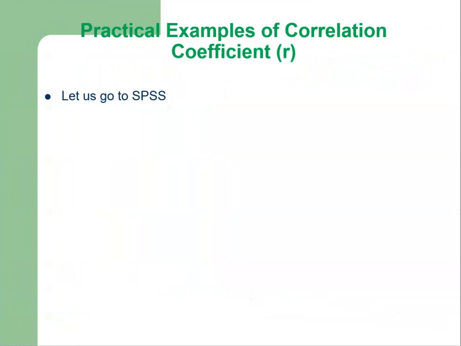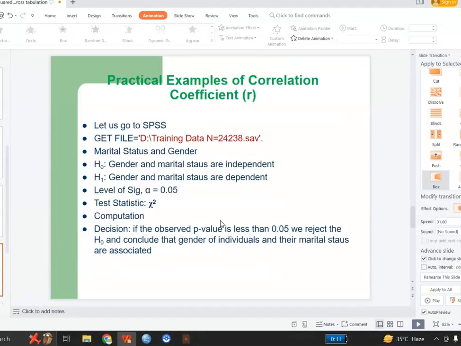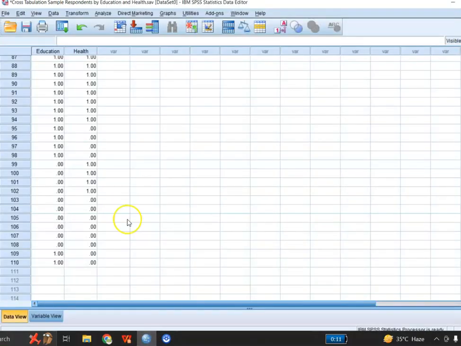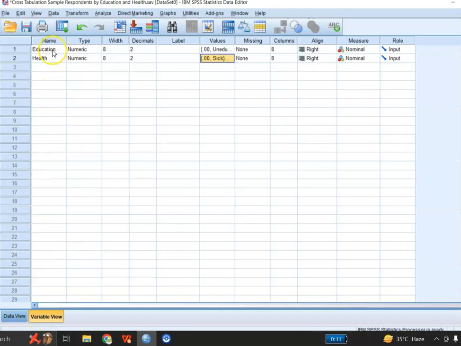We can have some practical examples using some hypothetical data from SPSS. So let me start with this file. The total number of observations in this file are 110, and there are two variables. One is education and the other one is health. So I have defined these variables in this way.